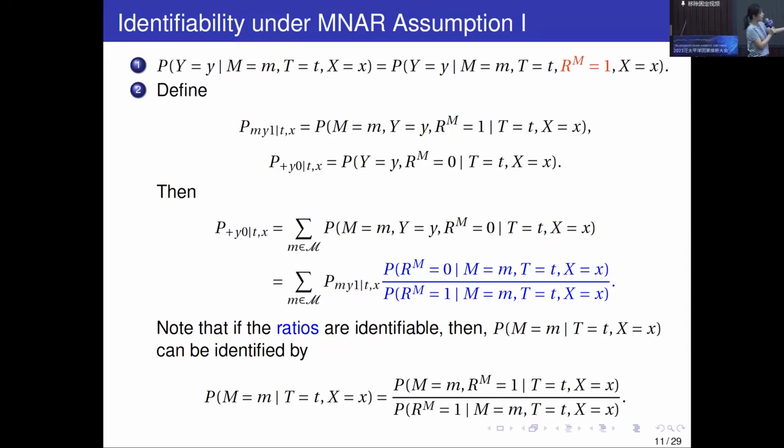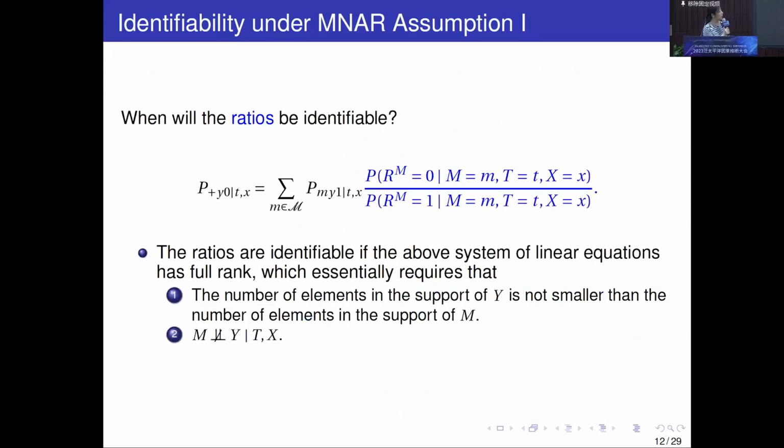And we can link those observable probabilities with things that are unknown, and we obtain a system of linear equations where the ratios related to the probability of missingness given M, T, and X are unknowns. If those ratios are identifiable, then we can immediately identify the conditional distribution of M given T and X. So the question is when those ratios in blue are identifiable. Essentially, if the above system of linear equations has full rank, then we have identification.